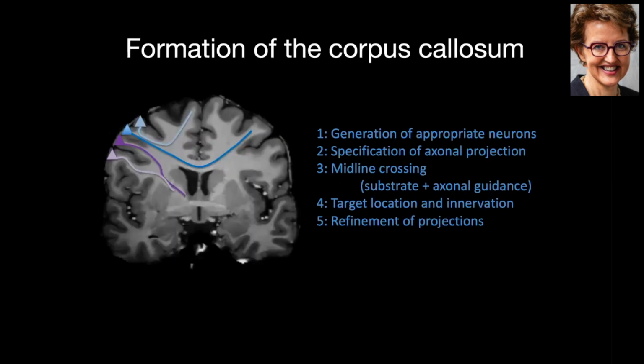There are a number of different mechanisms that are required to form a corpus callosum, and I've outlined them here, including, of course, the generation of appropriate numbers of neurons, the specification of axonal projections, and how these projections cross the midline and the mechanisms involved in that, and the target location and innervation once they get to the contralateral hemisphere, and then, of course, how those connections are refined.